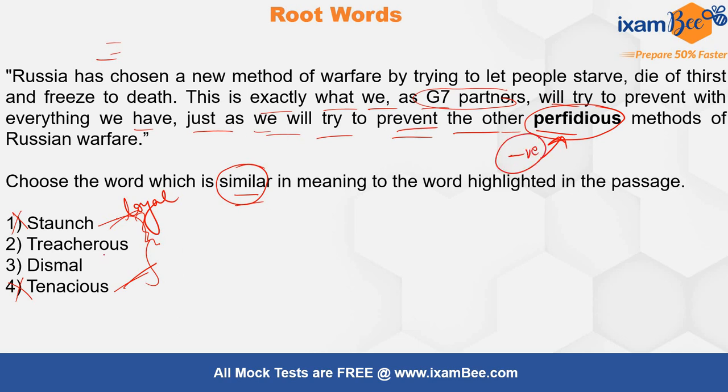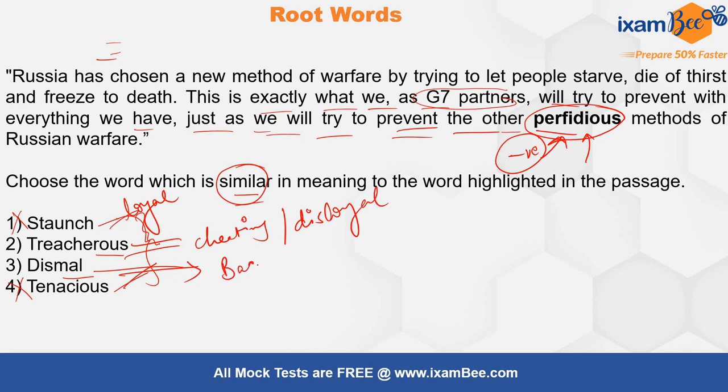Now, we can see that it is either treacherous or dismal. Those who do not know the exact meaning of the word perfidious will get confused between these two words. Either treacherous or dismal can be the correct option, right? But treacherous means something that is related to cheating, or something you can call disloyal. And dismal means something that is bad in quality.